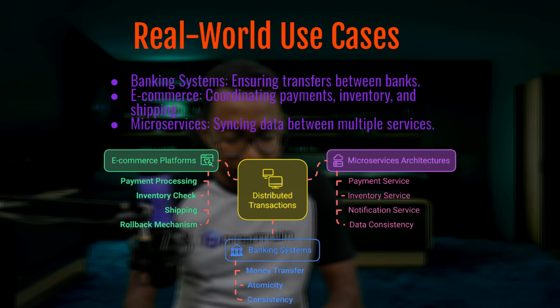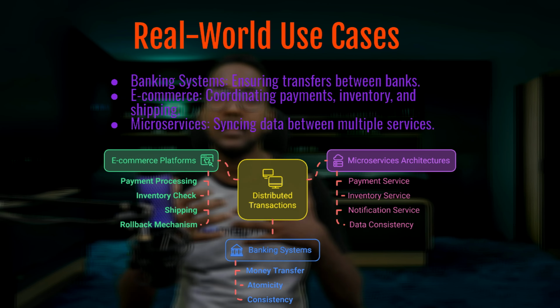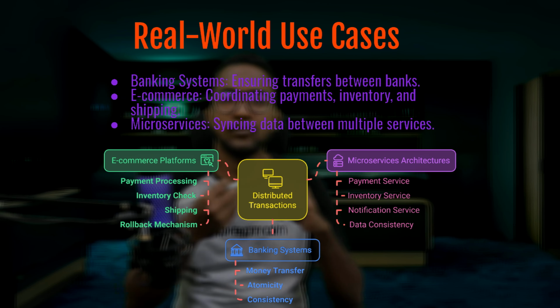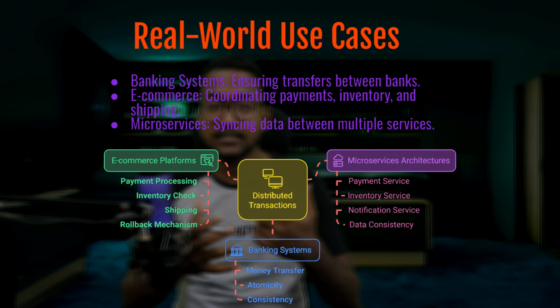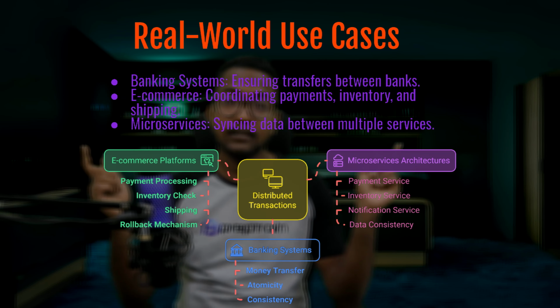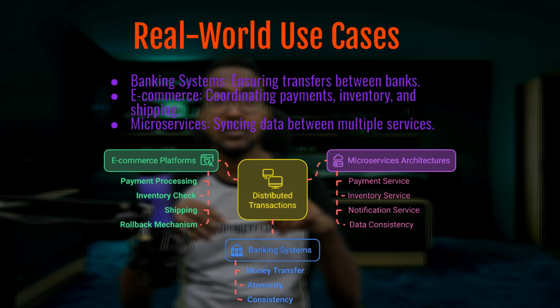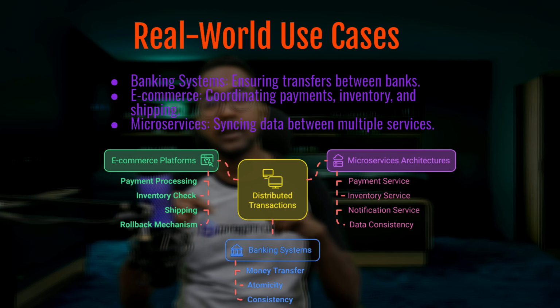So distributed transactions are not just theoretical, but they are used in many critical real world applications. Let's explore a few examples of how they are applied in different industries. Let's say a banking system. So when you transfer money between two bank accounts, especially between different banks, distributed transactions are applied. So let's say you are transferring money from an account in bank A to a friend's account in bank B.